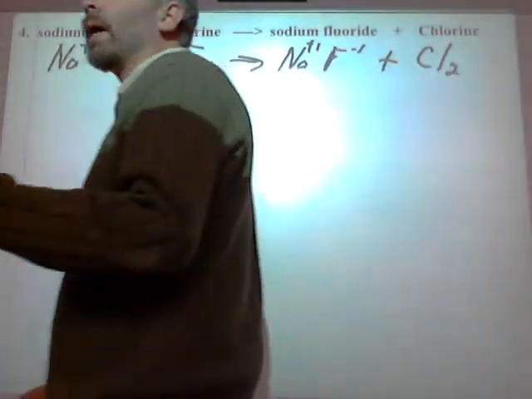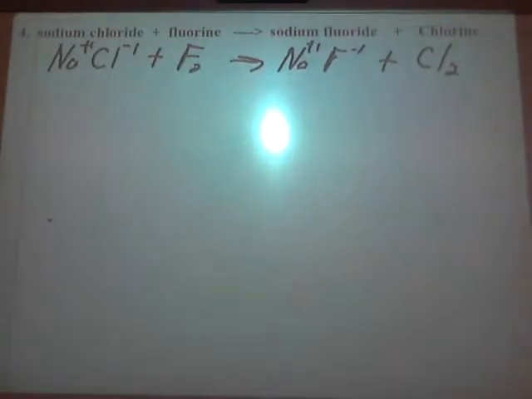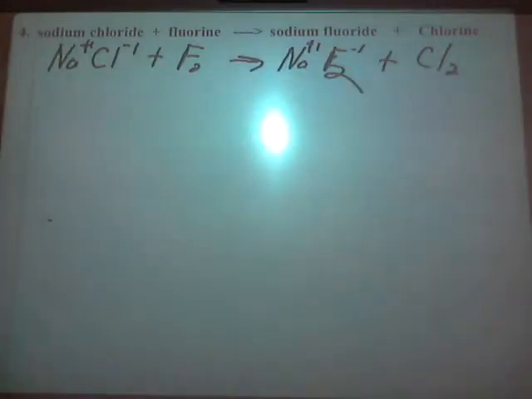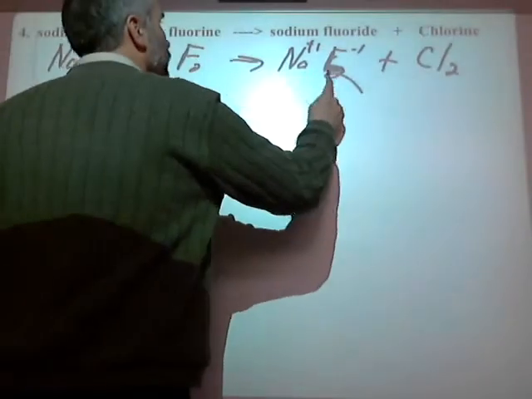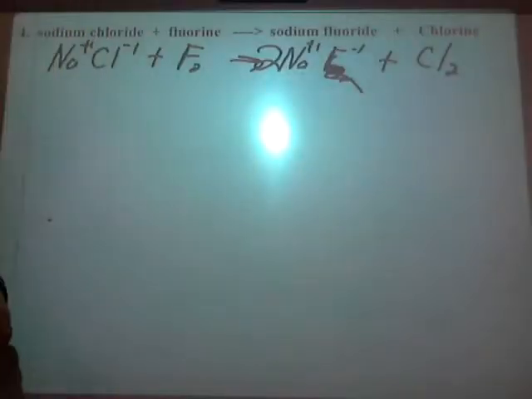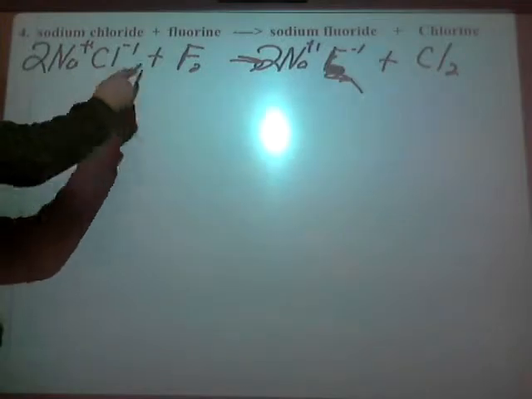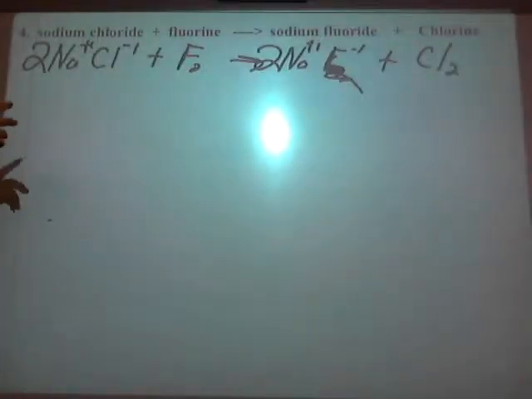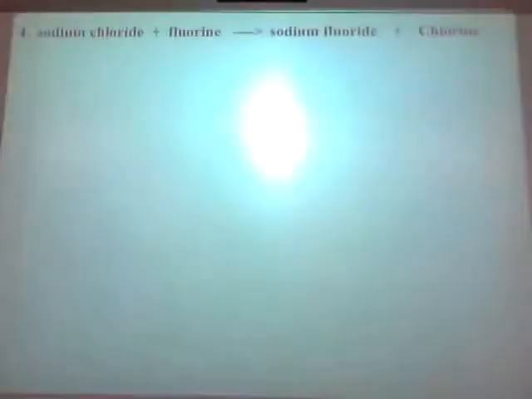Now, I'm not done yet. I still have to finish this guy. I've got 2 fluorines here, but only 1 there. So I'll just put a 2 there, and now it's all good, right? Cannot change subscripts. Put a 2 in front. That changes sodium. Need a 2 there. That gives me 2 chlorines. I've already got 2 chlorines. So he's done.